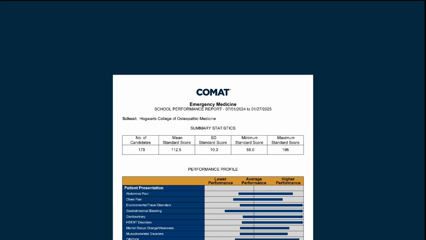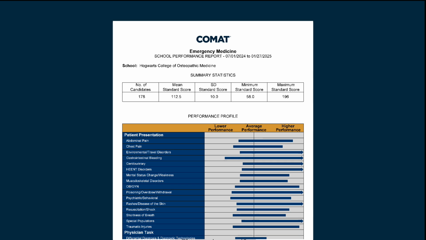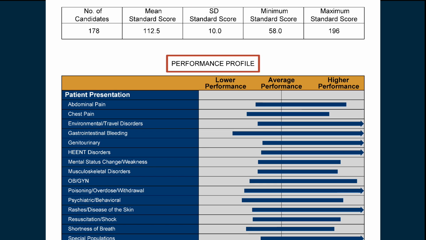In addition to the summary statistics, the school performance profile displays a breakdown of your students' performance in each of the blueprint topics, categorized into 3 levels: lower, average, and higher. You can use this chart to identify your students' strengths and areas for improvement.